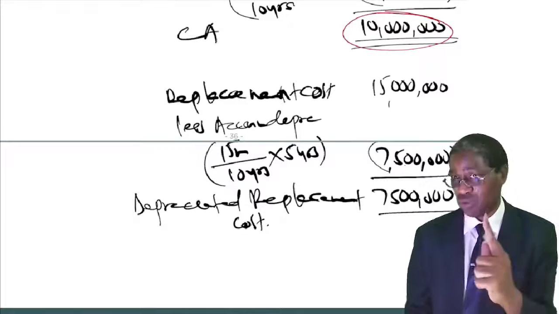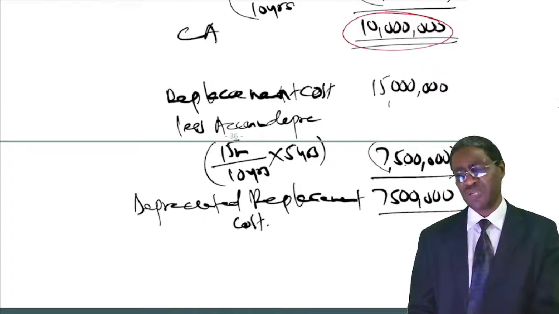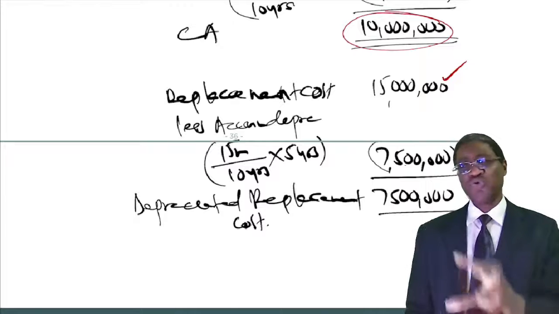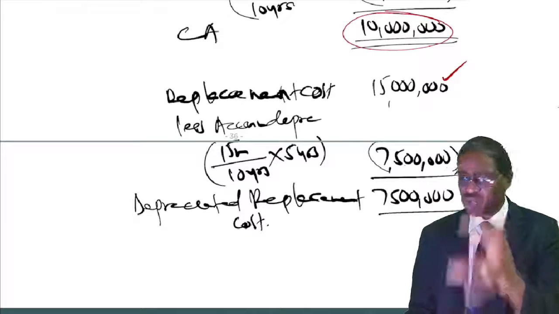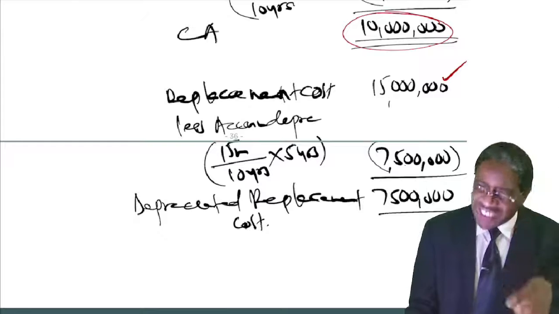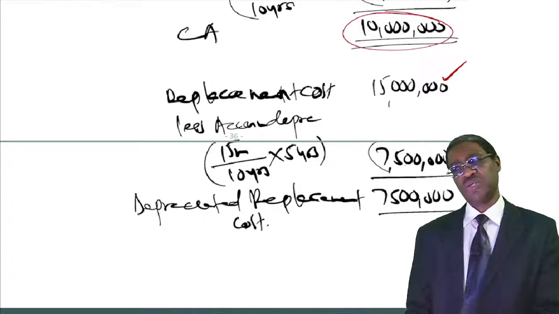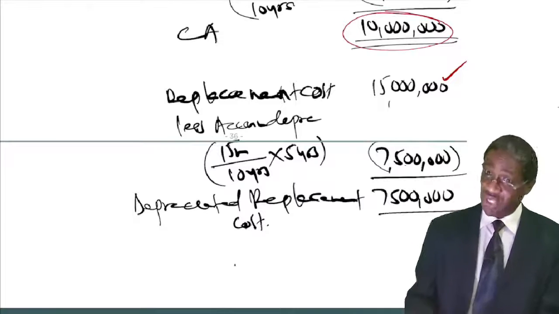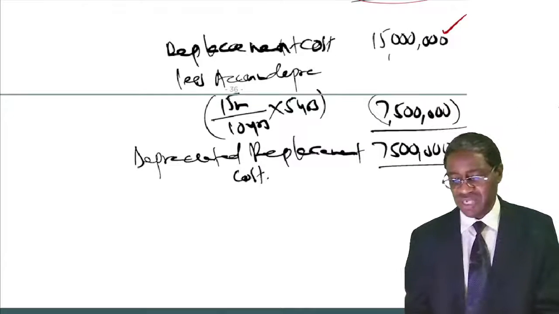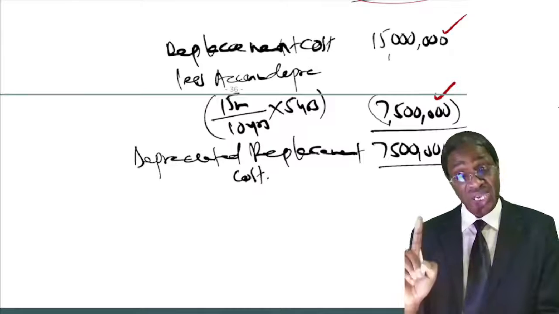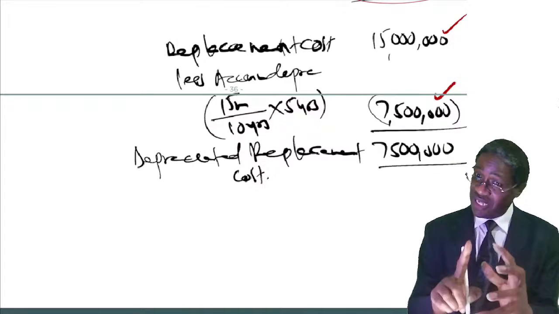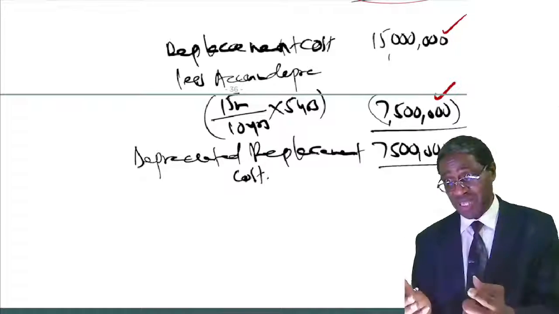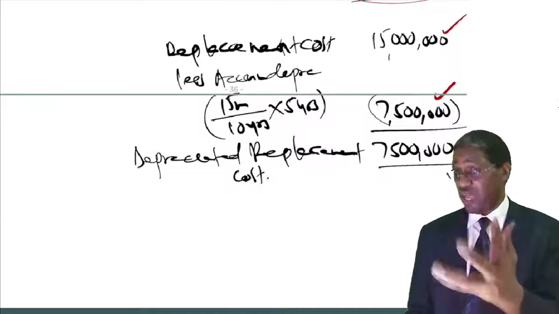Once you are given the replacement cost, let me assume for now again 15 million, you compute what we are calling the depreciated replacement cost of the asset, which again still remains 7.5 million. Take the replacement cost 15 million, divide by the useful life of 10 years, multiply by the number of years you have used the asset, which is 5 years.